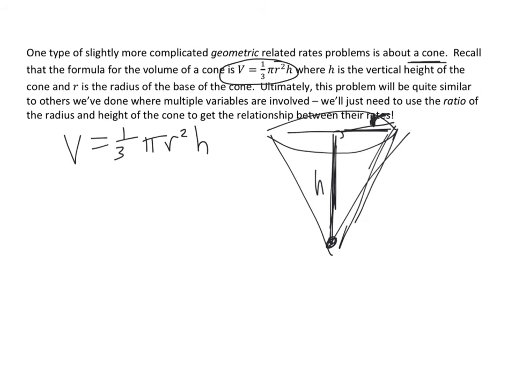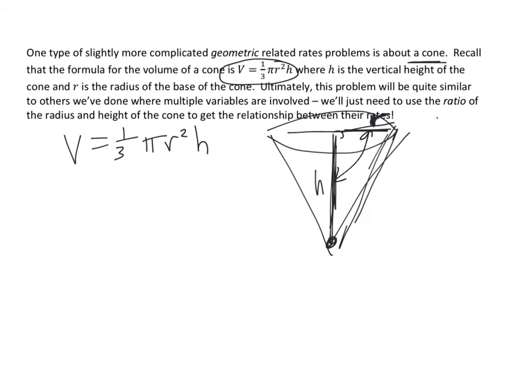Now the thing that is going to make this problem a little bit more complicated for us is that there are multiple variables here. But ultimately this problem is going to end up being quite similar to other ones that we've done where multiple variables are involved. We just need to bring in some ratio or some relationship between these two variables. And the thing that I'm going to point out to you is that the ratio between the radius and the height is always going to be the same throughout these problems.